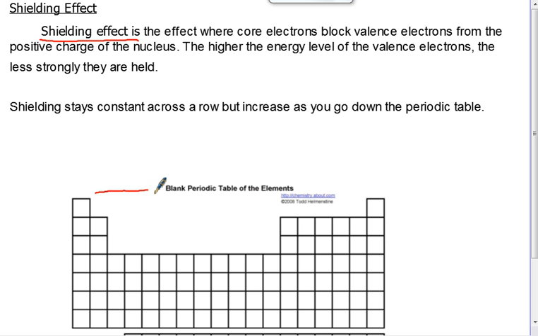As we go across, shielding effect is the same. As we go down, shielding effect increases drastically. It's the same as we go across because you have the same number of electrons on the inside. But as you go down, you're adding layers and layers of electrons.